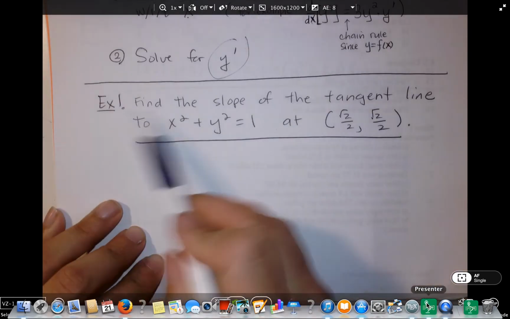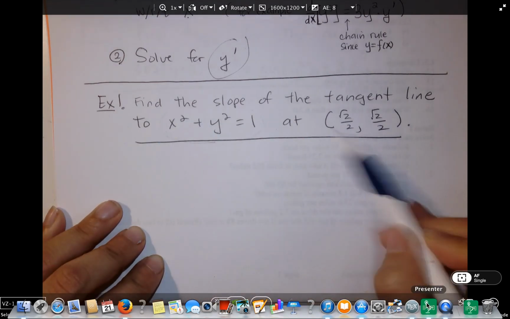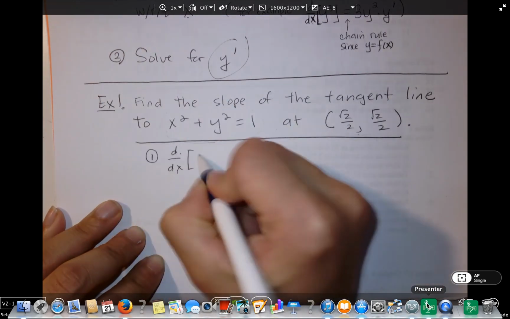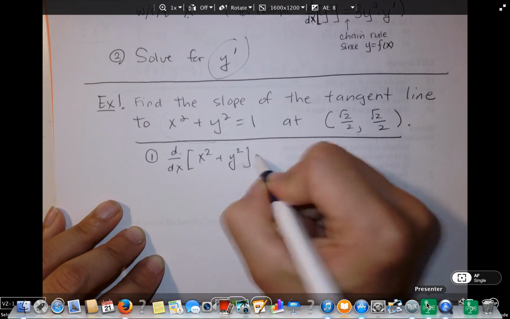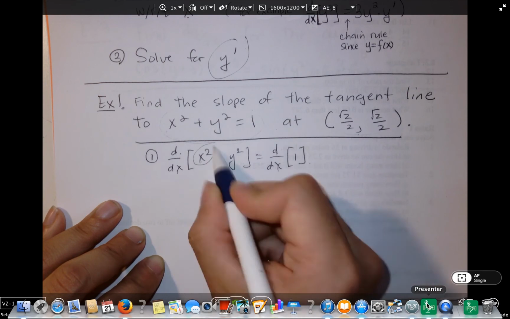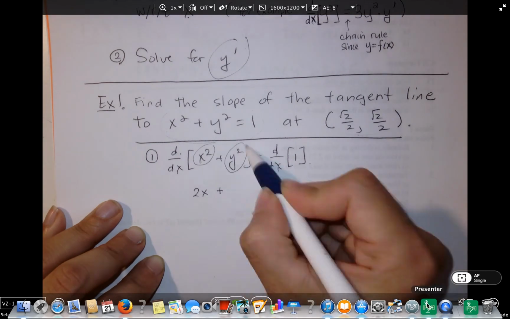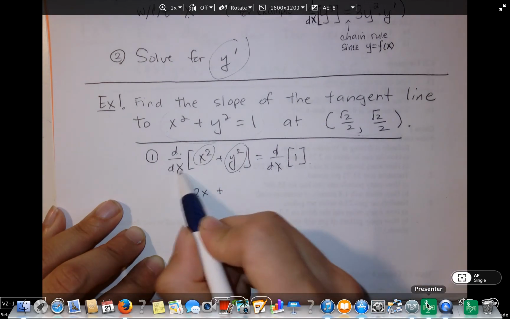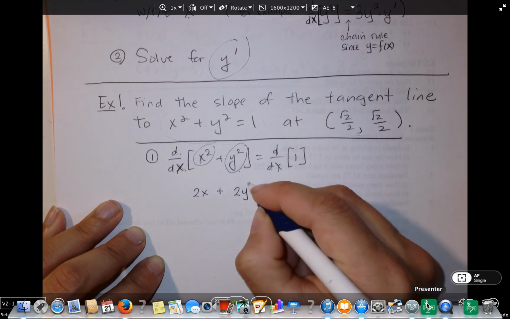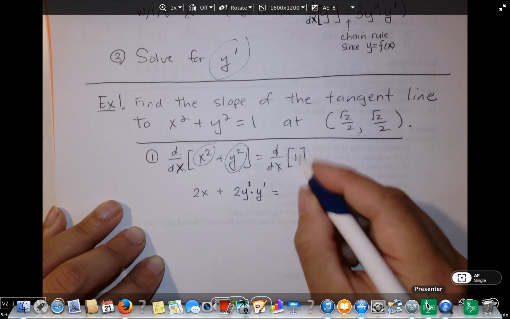Example 1: find the slope of the tangent line to the unit circle at this point. So step 1, I'm going to differentiate both sides with respect to x. The derivative of x squared is just 2x. And here's where I have to be careful. The derivative of y squared with respect to x, not y, is 2y times, this is to the first power by the way, times y prime. And then the derivative of 1 is just 0.